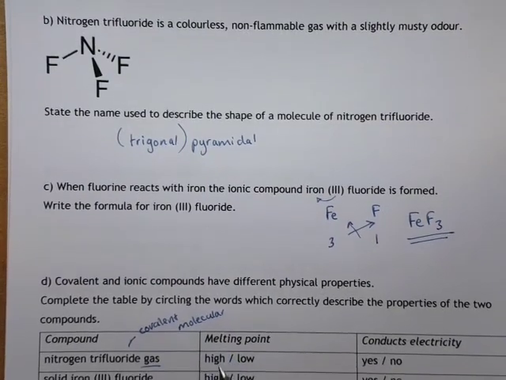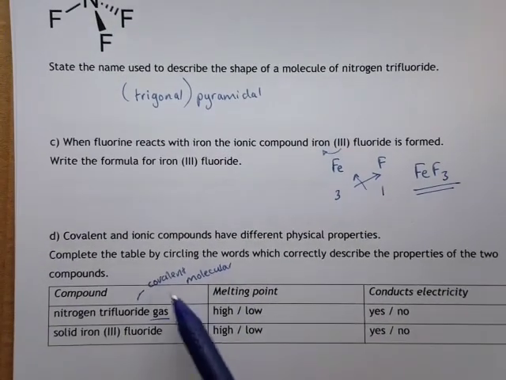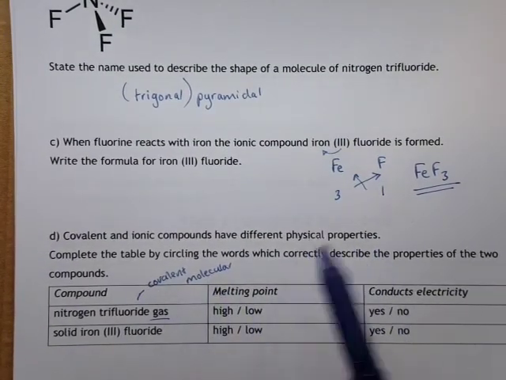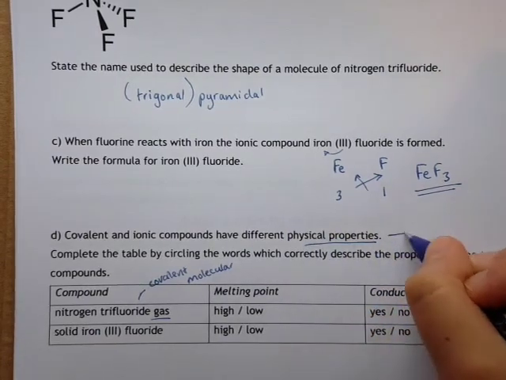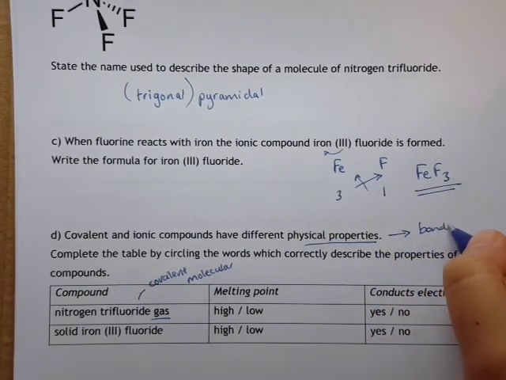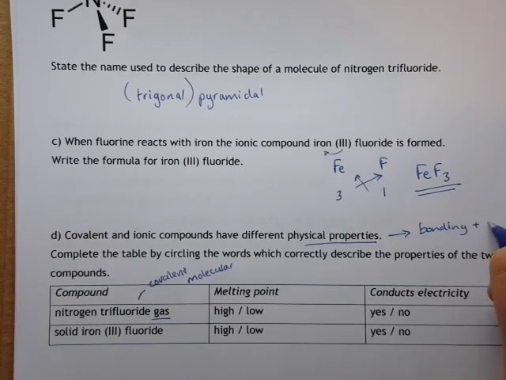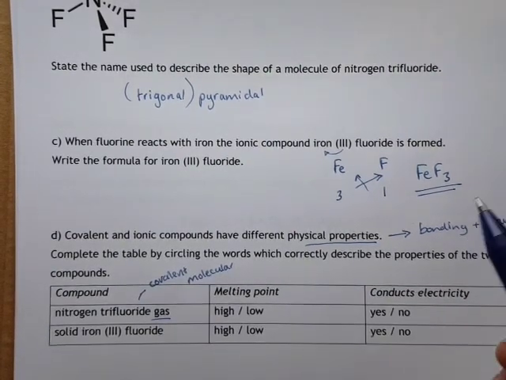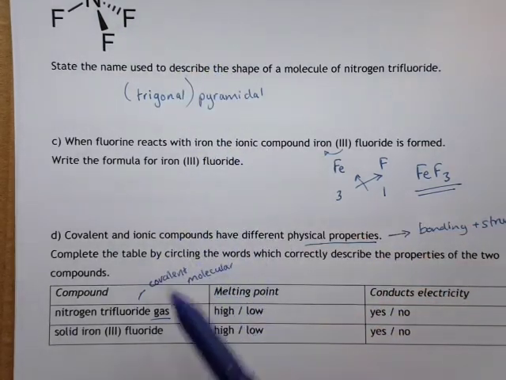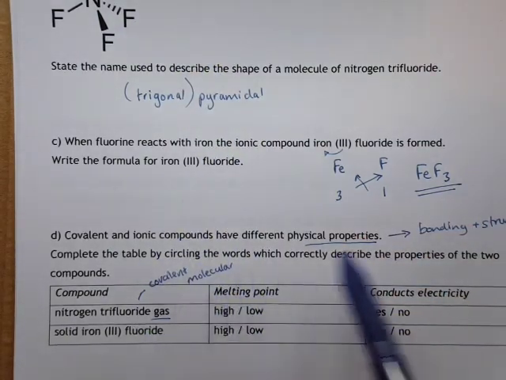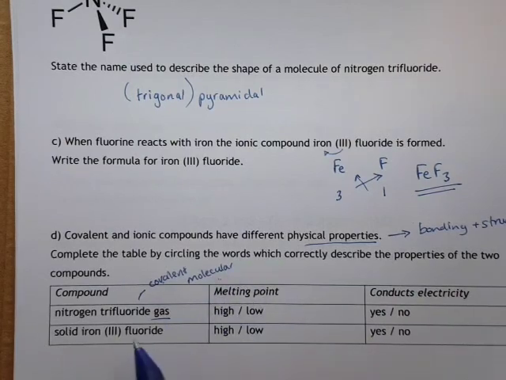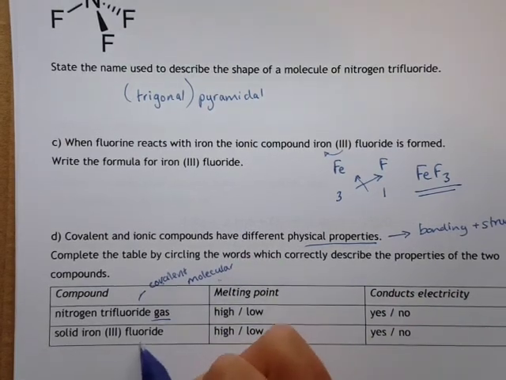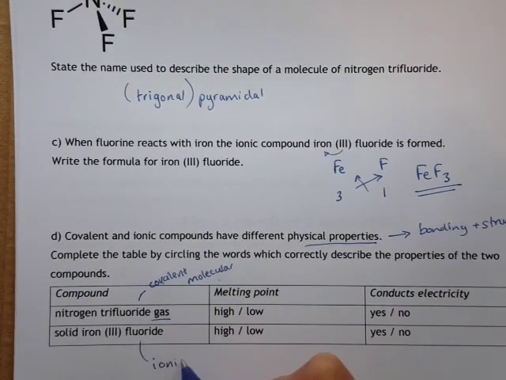That's probably the difficult bit about this question actually, is just working out the bonding and structure. So if you're asked about properties, remember, properties link to the bonding and structure, and you need to be able to figure that out. Okay, but it has given you help in the previous parts of the question. So nitrogen trifluoride is covalent molecular, that's the bonding and structure. Iron 3 fluoride is ionic, and it tells you that in the question. That's the bonding, and the structure of an ionic compound is a lattice structure.